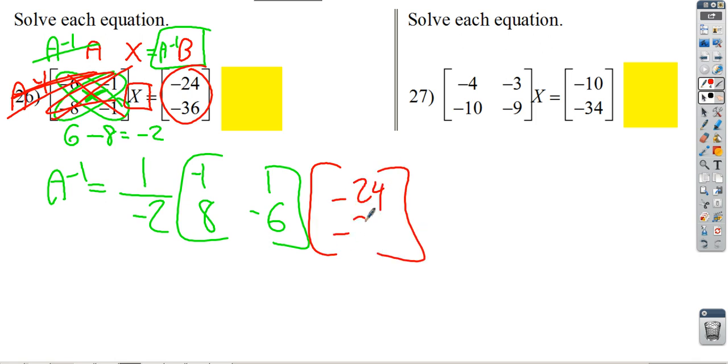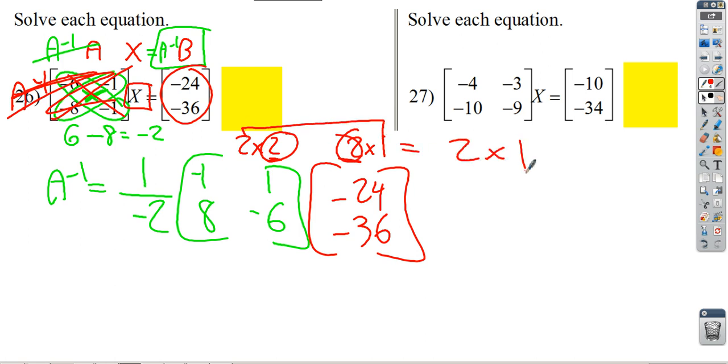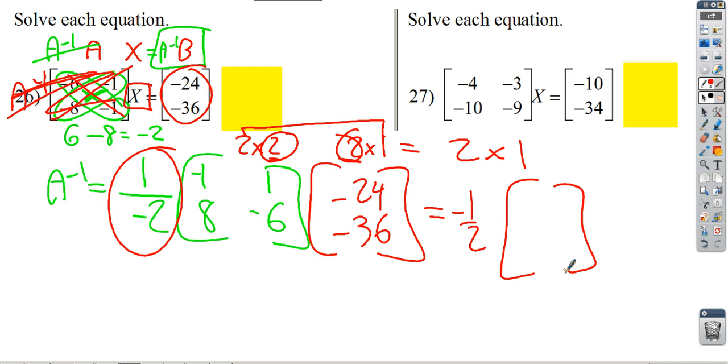Let's first make sure it's possible to multiply this. This is 2 rows by 1 column. This is 2 rows by 2 columns. These numbers are the same, so we can do it. And these numbers here are going to give us the dimensions. So the new one will be a 2 by 1. And I'm going to keep this negative 1/2 right here, just to make it easier for us when we're multiplying.